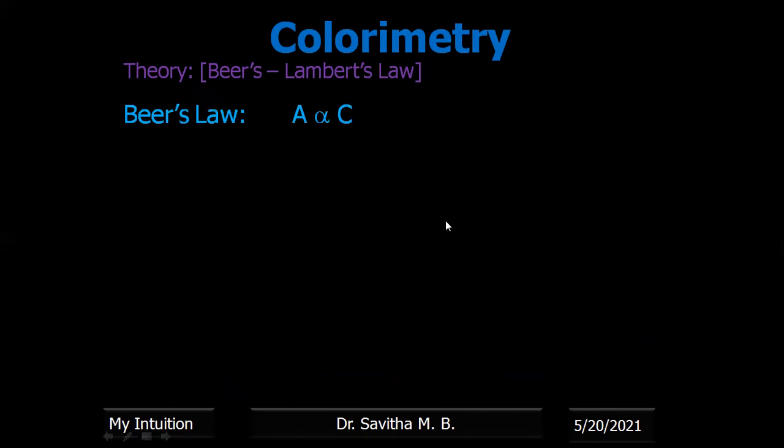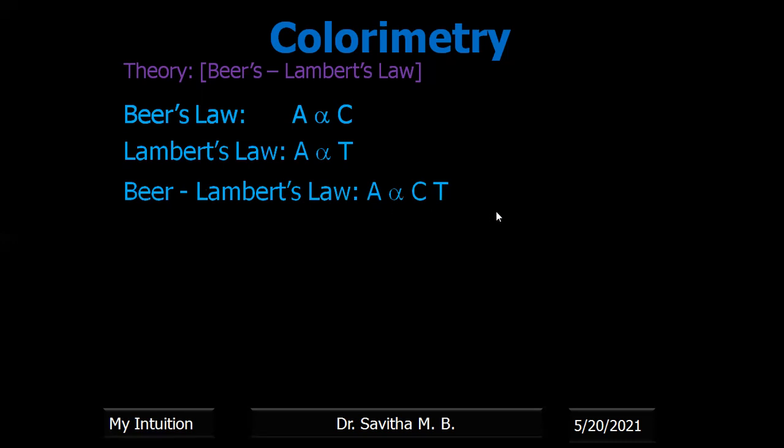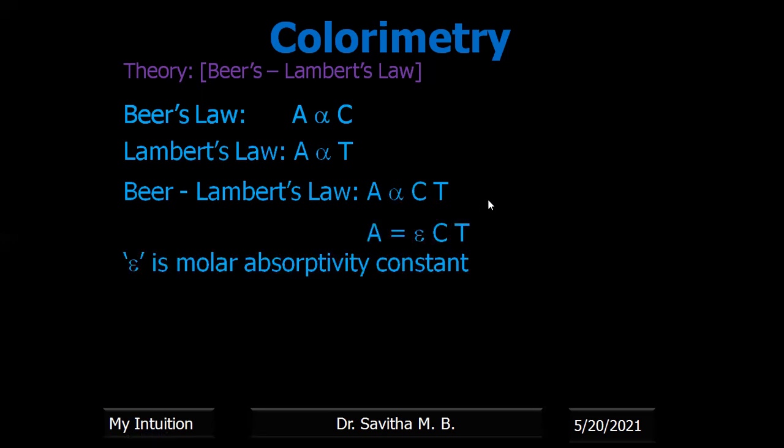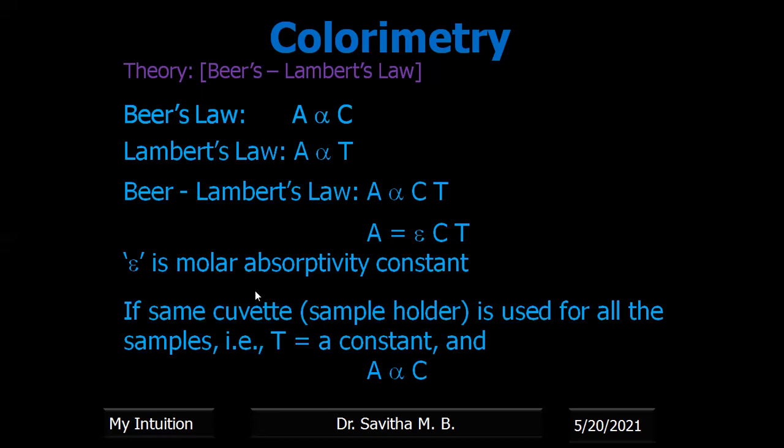Okay, if you combine the laws, Beer's law states that absorbance is proportional to concentration. Lambert's law states that absorbance is proportional to thickness of the medium. Therefore, the Beer-Lambert law can be stated as absorbance is proportional to concentration and thickness of the medium. Right? Now, A is equal to epsilon C into T, where epsilon is the molar absorptivity constant. Now, you can keep the thickness constant by taking the same cuvette.